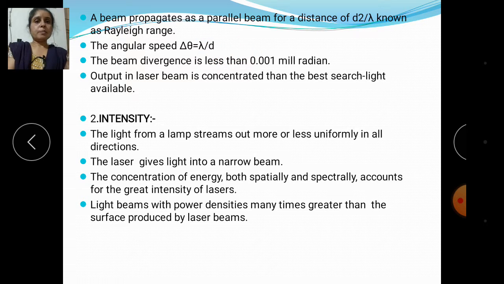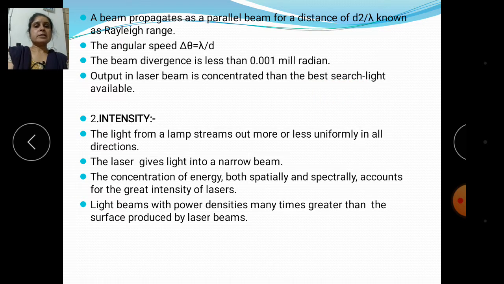The beam divergence is less than approximately 0.001 milliradian. So in this way we studied the directionality property of the laser. The laser beam is the most concentrated, best source of light available.